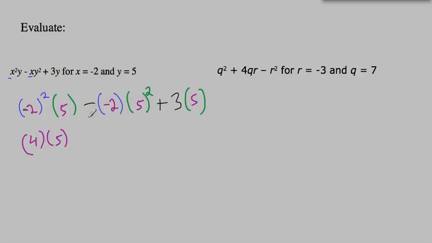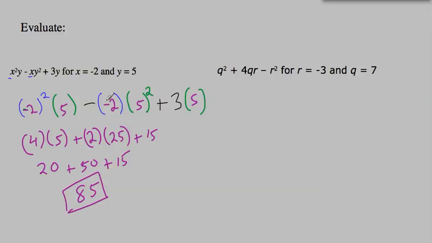times 5. This negative times a negative will become a positive, plus 2 times 25 plus 15. And down one more level, I'm going to get 20 plus 50 plus 15. My final answer is 85. That is what that expression equals when x is -2 and y is 5.